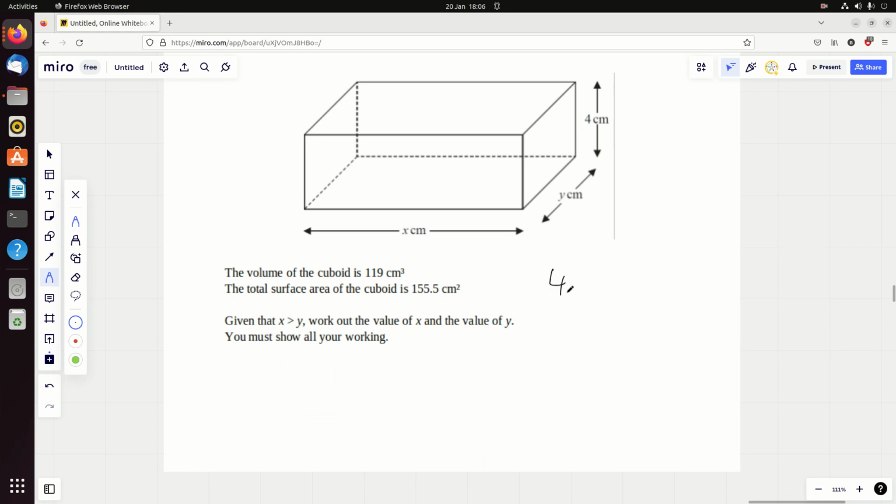Yeah, I'll agree, this is hard. It's easy to get 2 marks on though. Do you know how to work out the volume of a cuboid? Yeah, that times that times that. So 4xy is 119. There's 1 mark. Surface area is 155.5.